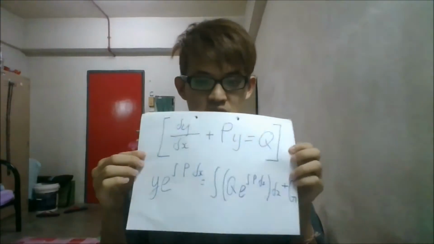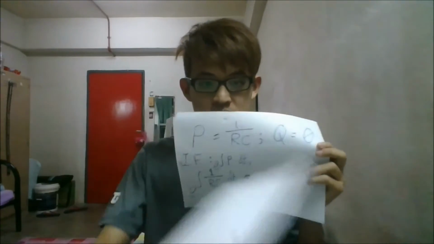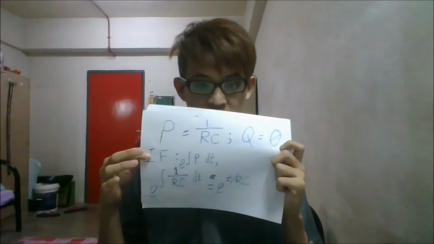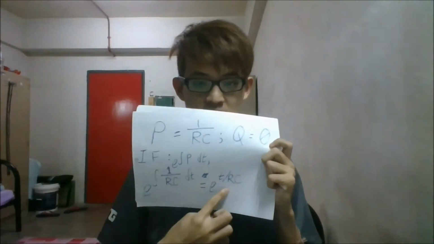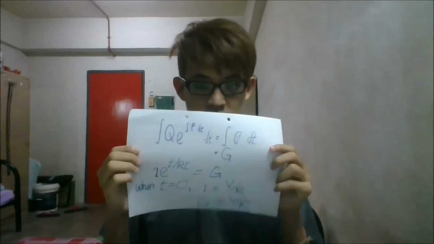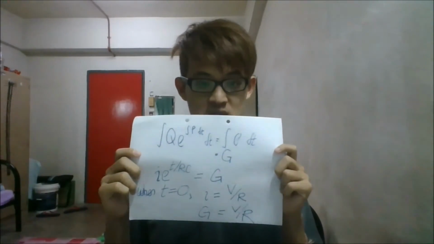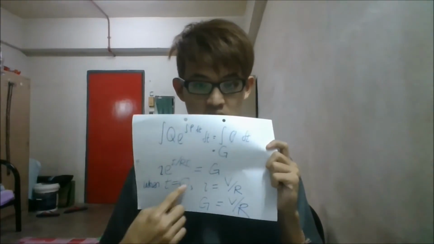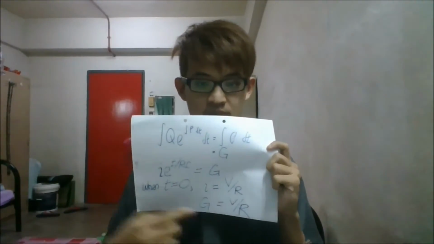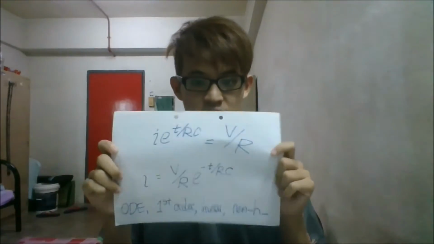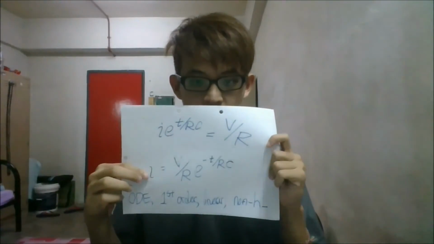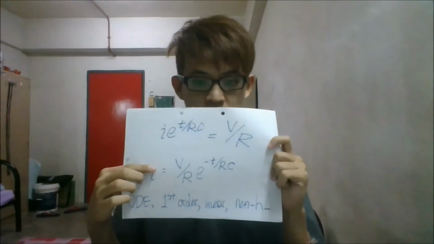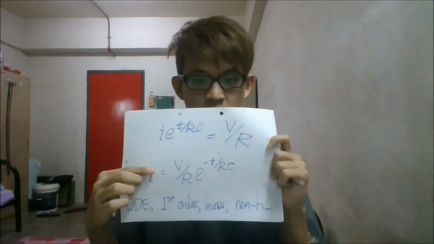This is the general equation right here, and then we can solve it first by getting the integrating factor, which is something like this, and then solve for the right hand side, the Q. We get something like this. At t equals 0, we get this right here, and in the end this is the final equation, which is I equals V over R multiplied with e to the power of negative t over RC.